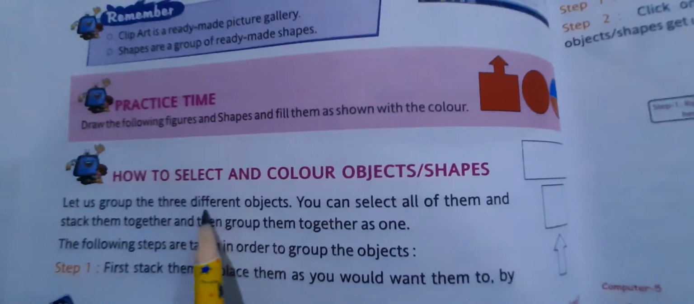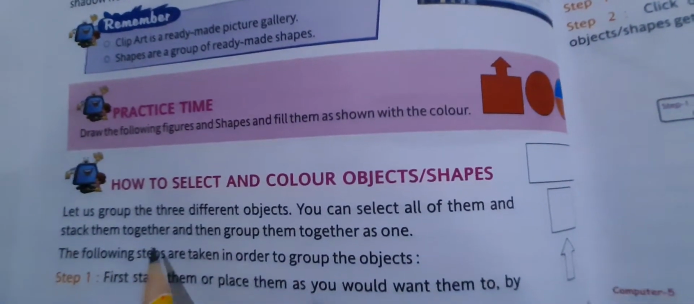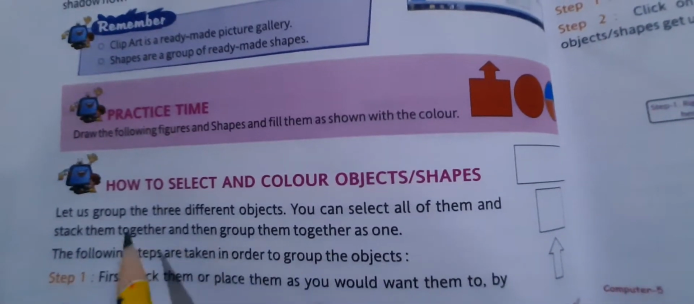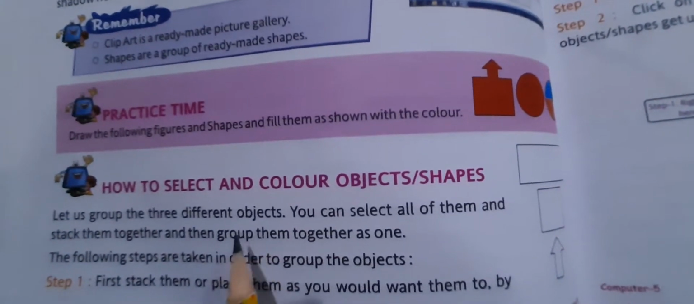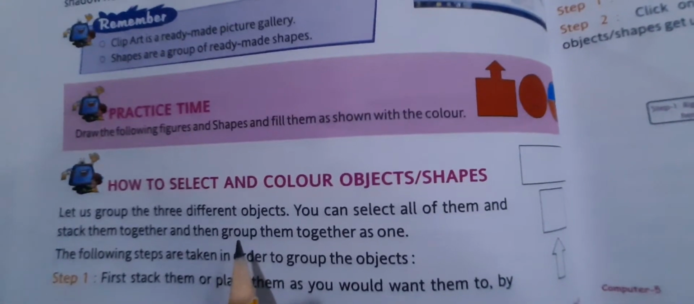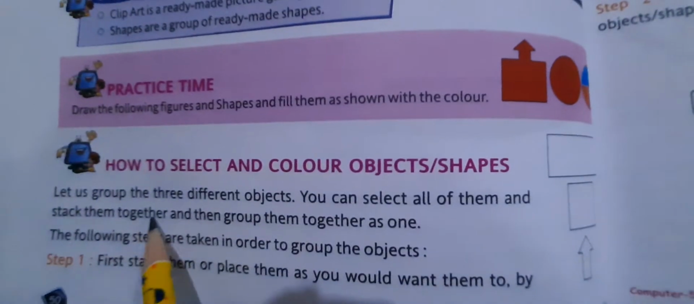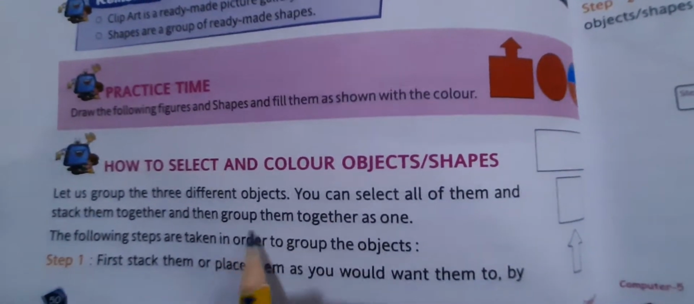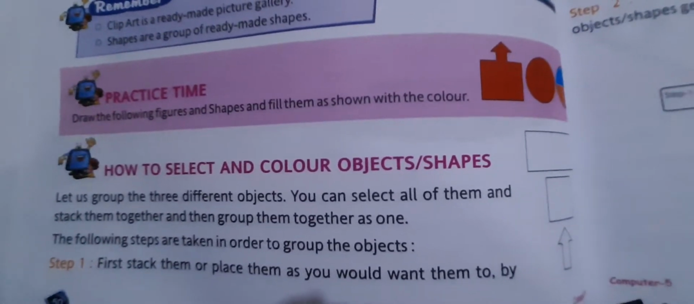Let us group the three different objects. You can select all of them and stack them together and then group them together as one. Means we will take three different objects because usually many times we need such figures where more than one kind of object is added. So what we can do, we can select all of them and we can stack them together. We can overlap them together and then group them together as one. Then they will start behaving as one object.